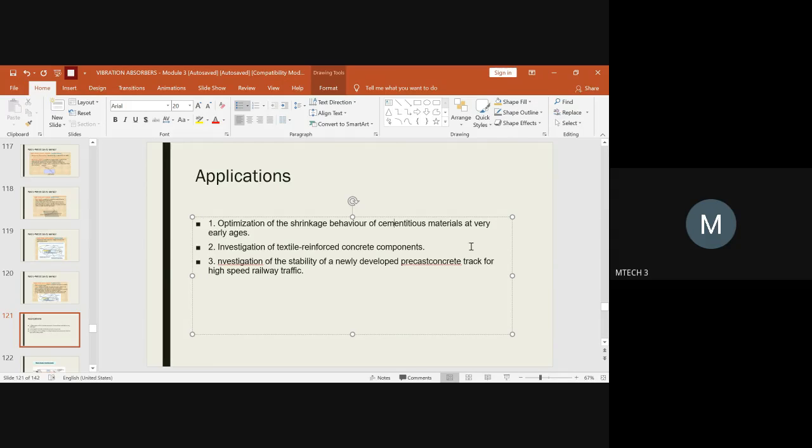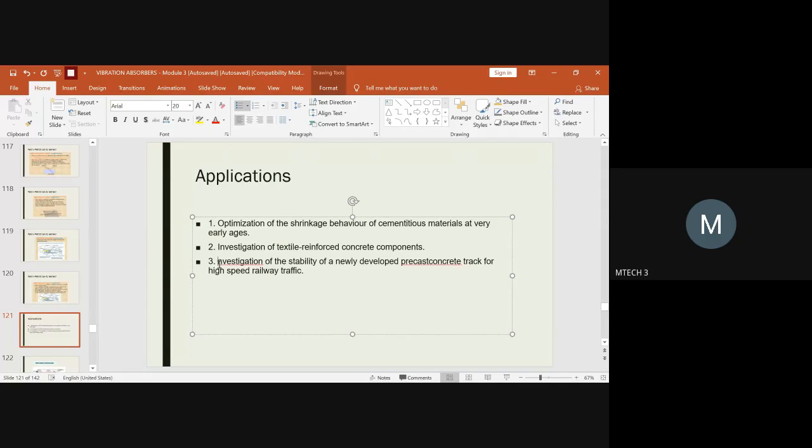In the early making of the building, if you use these sensors, you can understand what the composition of the cement was before, and after around 3-4 months, how the shrinkage has come into the picture. You can analyze this by using Fabry-Pérot sensors. This is one application. Second, it can also be used in the investigation of textile reinforced concrete components, to see how well they are clubbed together.